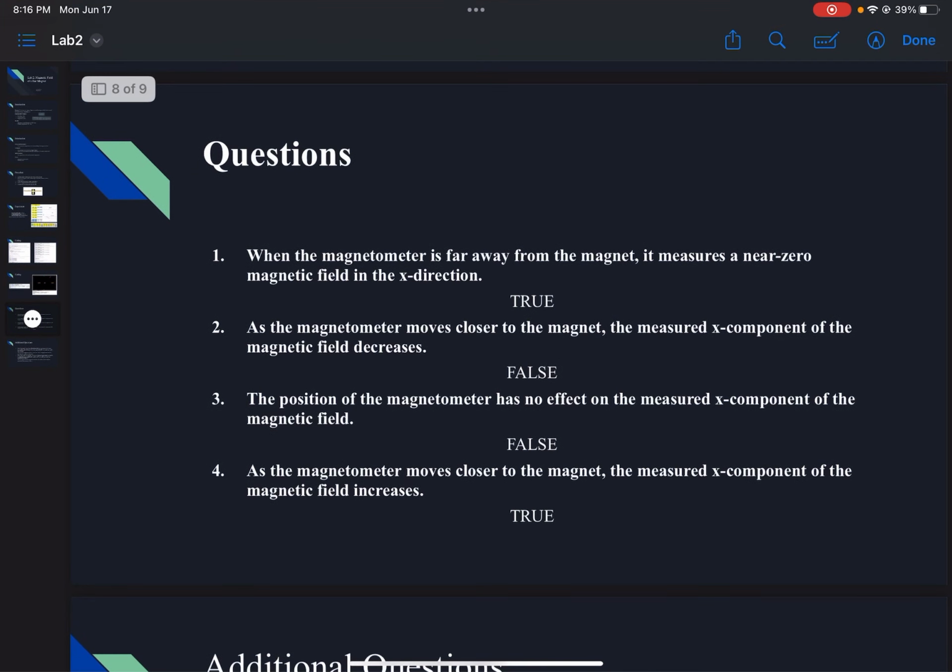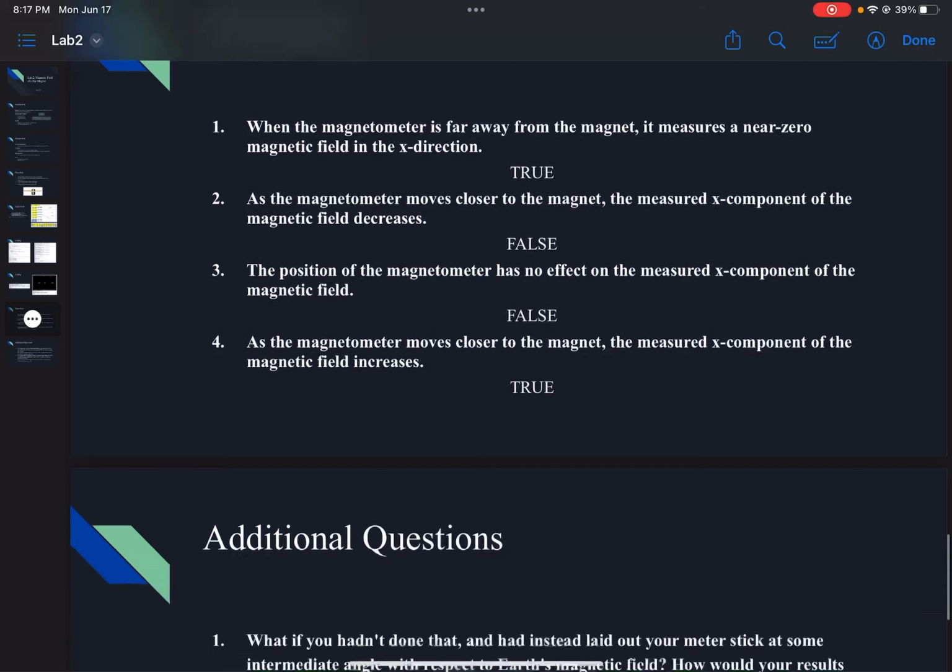Questions. 1. When the magnetometer is far away from the magnet, it measures a near zero magnetic field in the x direction, which is true. 2. As the magnetometer moves closer to the magnet, the measured x component of the magnetic field decreases. That is false. It does not decrease, but it increases. 3. The position of the magnetometer has no effect on the measured x component of the magnetic field. This is false. It does have an effect on the measured x component of the magnetic field. 4. As the magnetometer moves closer to the magnet, the measured x component of the magnetic field increases, which is true.